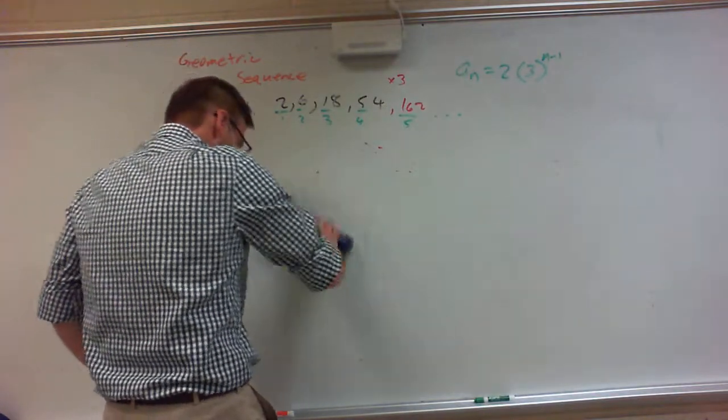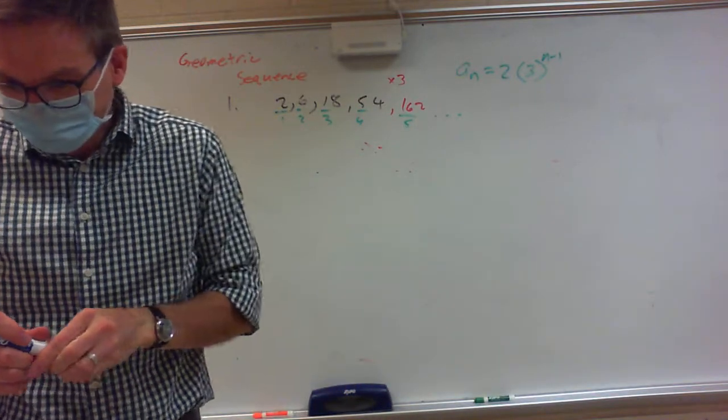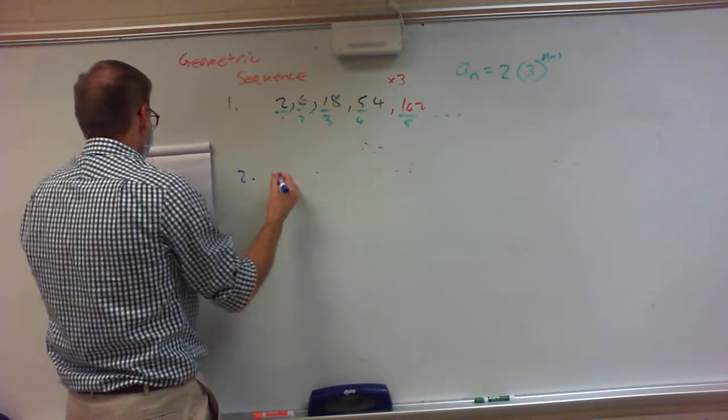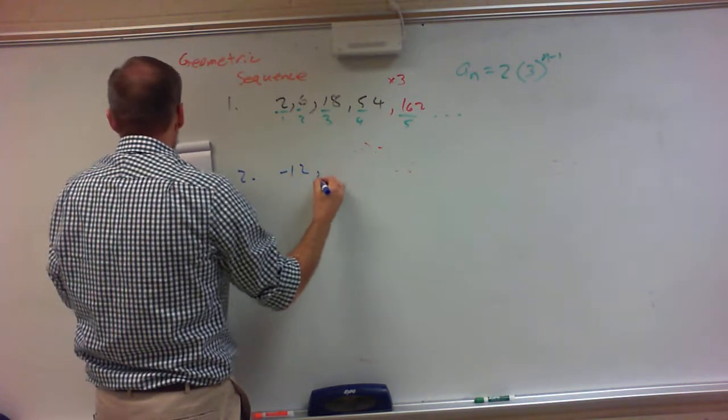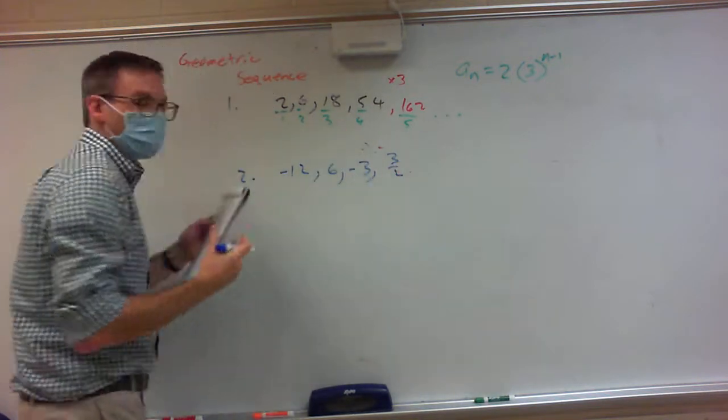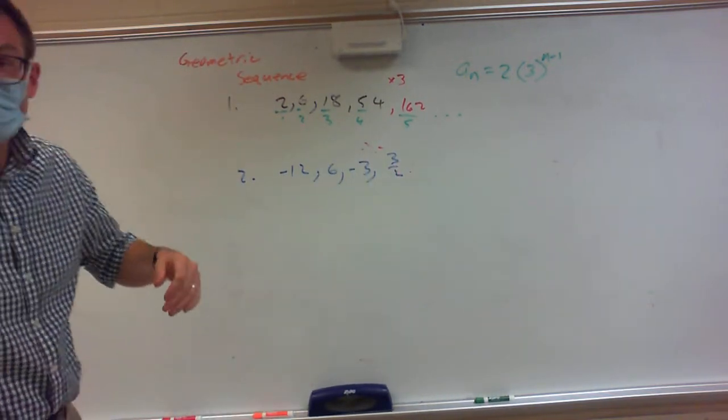So now, let's look at question 2, which we already had. In question 2, I had negative 12, 6, negative 3, and 3 over 2. And the goal is I want an explicit formula for this.